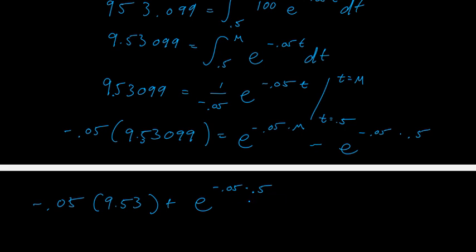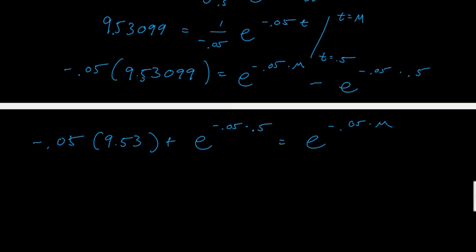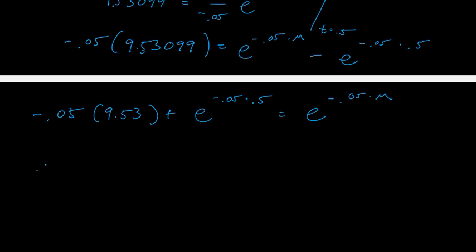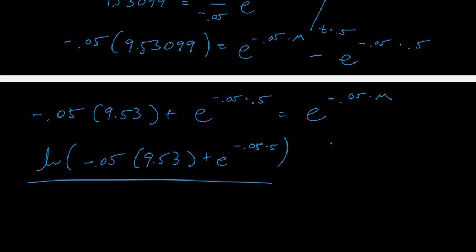And from here, I would be taking ln's, right? Because this is just equal to e to the negative 0.05 times m. So taking an ln drops this thing down. So I really end up with the ln of what was on that side, 9.53 plus e to the negative 0.05 times 5. And then if I divide that ln by the negative 0.05 there, I will get my m out.